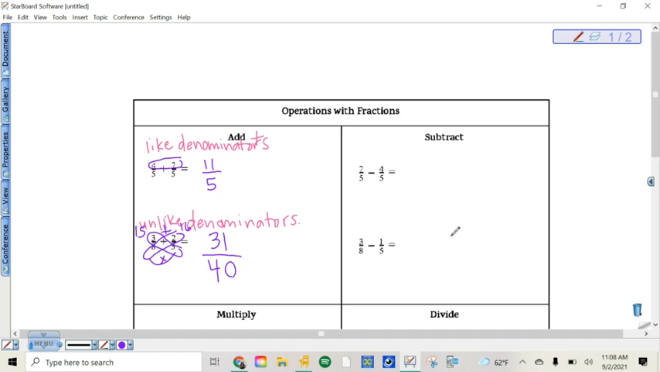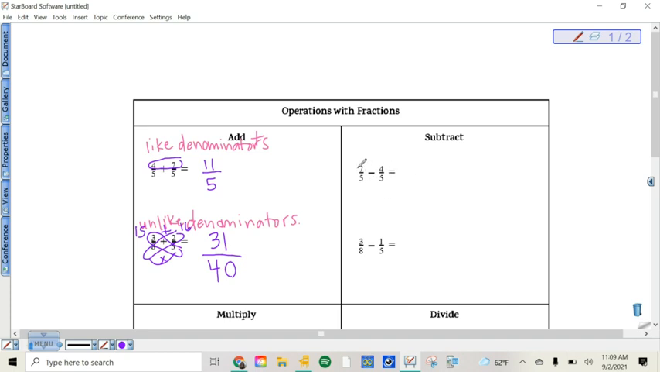Same exact thing for subtracting, except we're just subtracting instead of adding now. So wait, would this become a negative fraction if it's 2/5 minus 4/5? So it's 7/5. If it was 2/5, then yes, it would become negative, but it's positive. So that's okay.